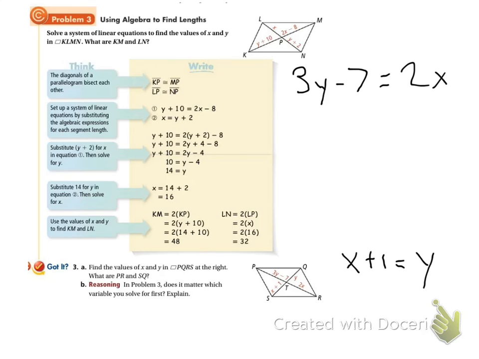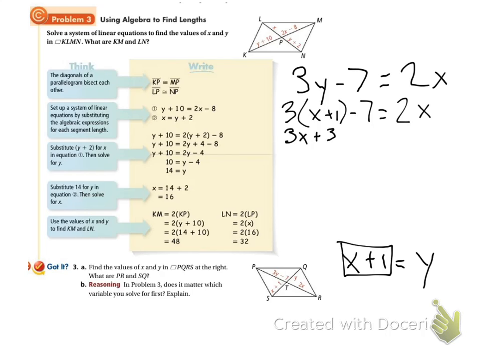So what I'm going to do is I know that down here that y is equal to x plus 1. So in my equation up here where I have y, instead of writing y, I can write x plus 1. So this is 3 times x plus 1 minus 7 equals 2x. And I'll distribute my 3 in, so I get 3x plus 3 minus 7 equals 2x. 3 minus 7 is negative 4. So this is 3x minus 4 equals 2x.